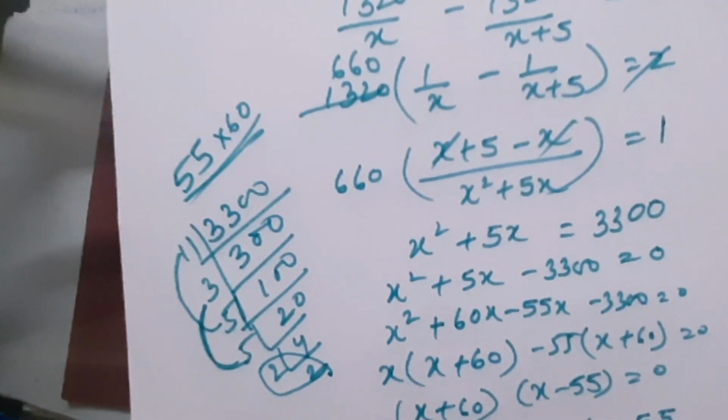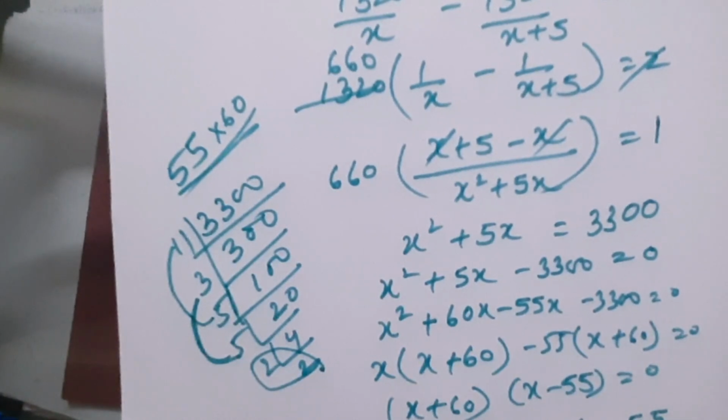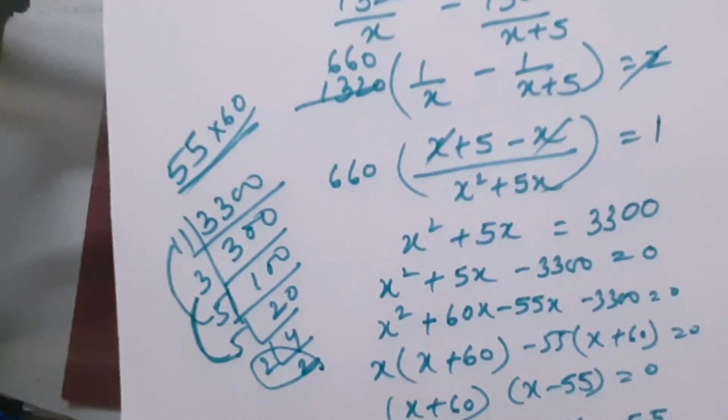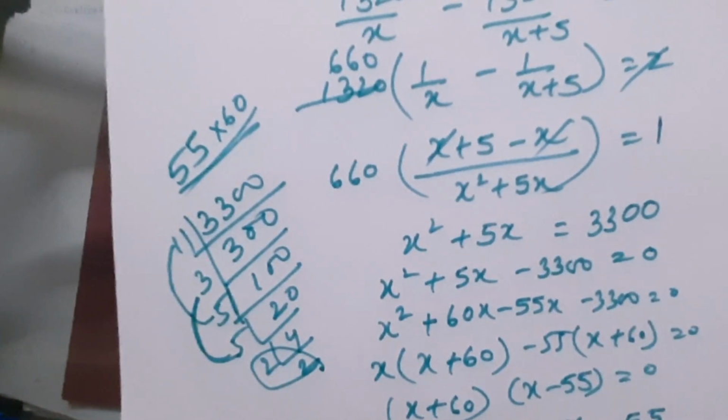Therefore, the original price was 55 rupees per litre, whereas the new increased price is 55 plus 5, as it got increased by 5, so 60 rupees per litre. So this is the final answer.